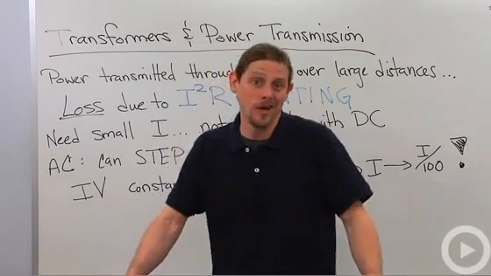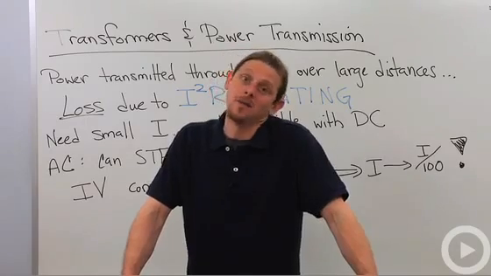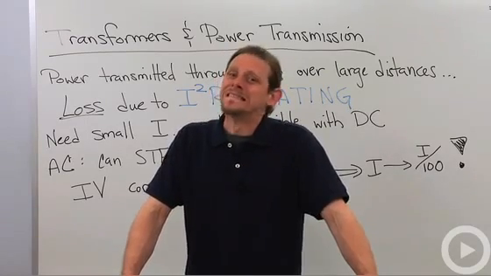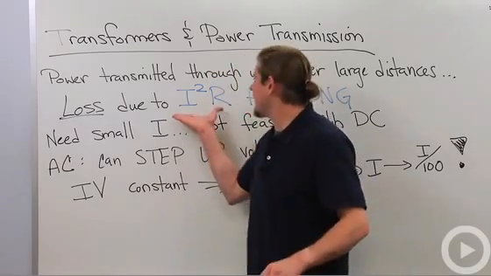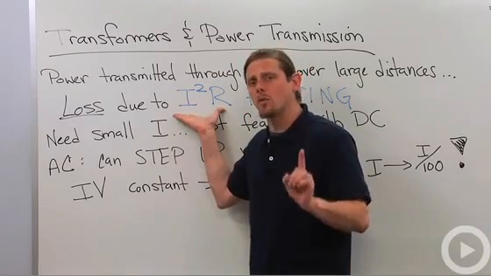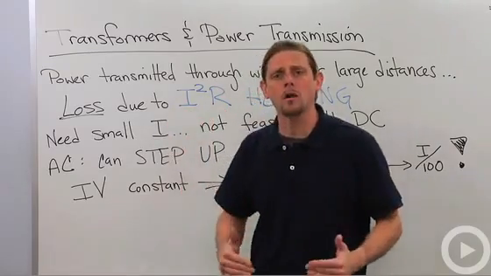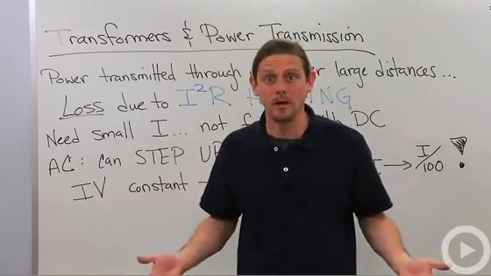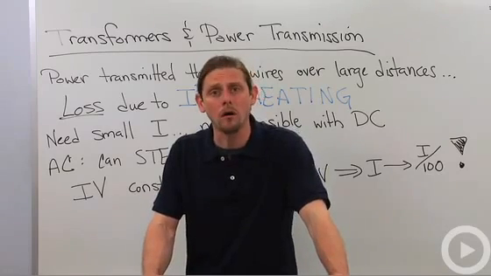So if we've got a wire that's 10 feet long, nobody cares. If the wire is 1,000 miles long, it leads to a problem. And so we get this heating associated with I squared R. Notice that this heating will become smaller if I can make the current really small. So all we need to do is just transmit power at a really low current.